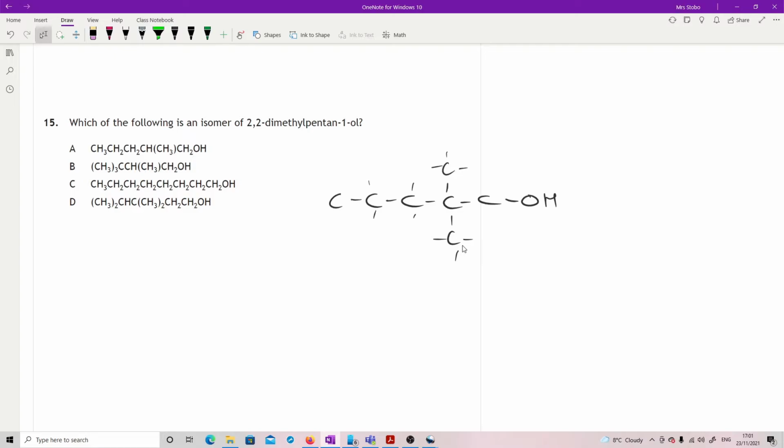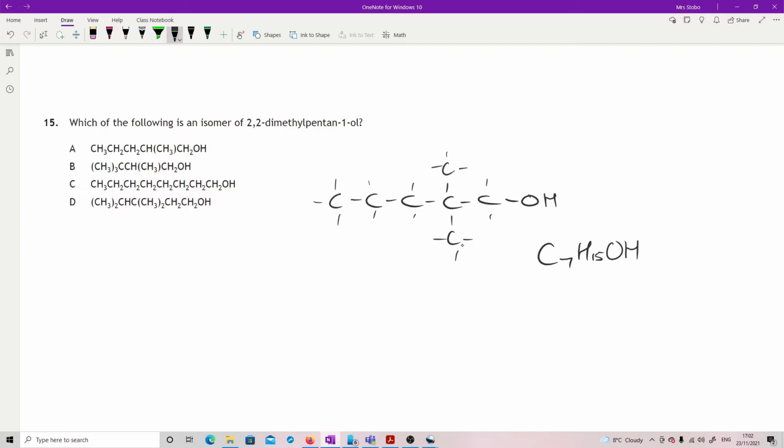1, 2, 3, 4, 5. Yes, just checking. Okay. Right, so here we have 5, 6, 7. So we've got a C7 and one oxygen, or just an OH at the end. Counting the hydrogens, 1, 2, 3, 4, 5, 6, 7, 8, 9, 10, 11, 12, 13, 14, 15. Okay, so that's my formula. So I'm looking for something which has the same molecular but different structural formula. For a start, let's look for seven carbons, because if it doesn't have seven carbons, I'm going to get rid of it straight away.